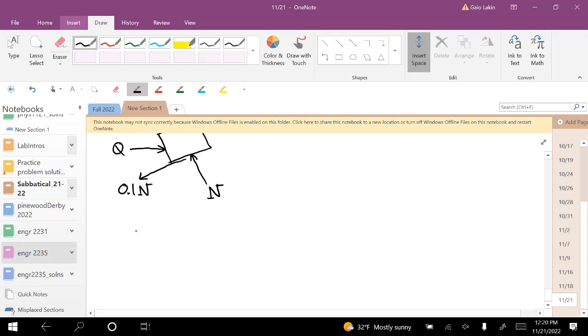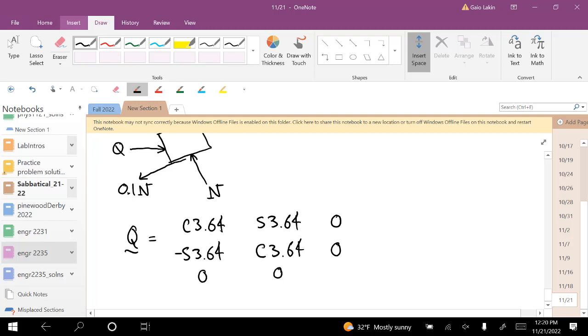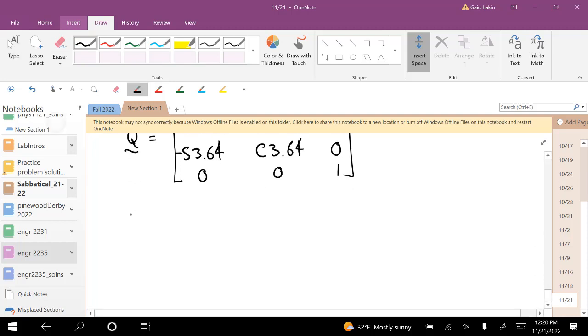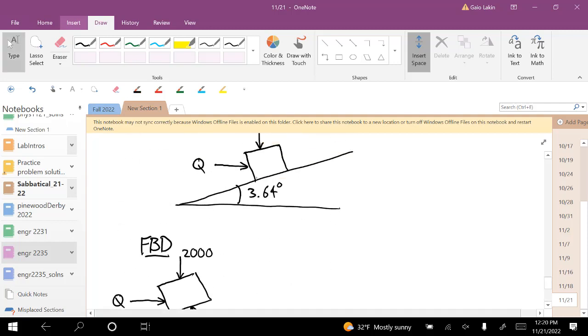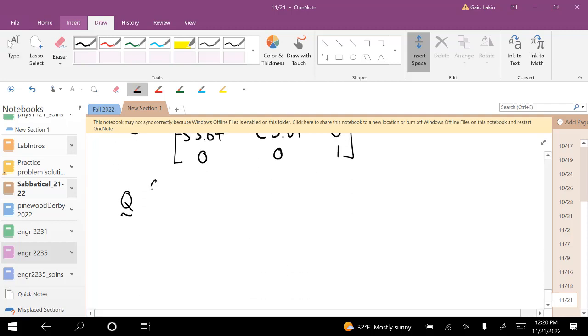Our rotation matrix is cosine of 3.64, sine of 3.64, 0, negative sine of 3.64, cosine 3.64, 0, and then 0, 0, 1. First, I'll multiply that by the vector 0, negative 2,000, 0.